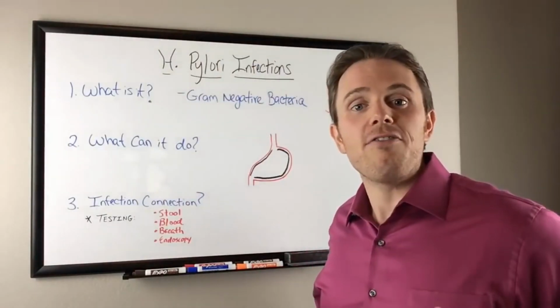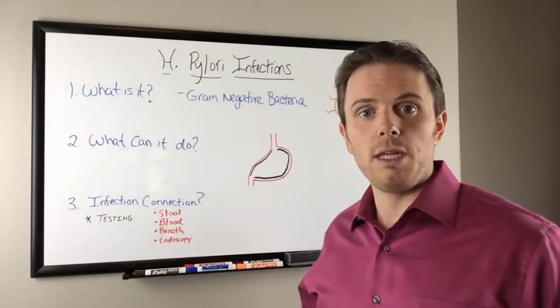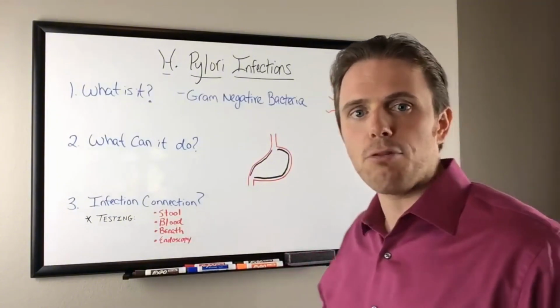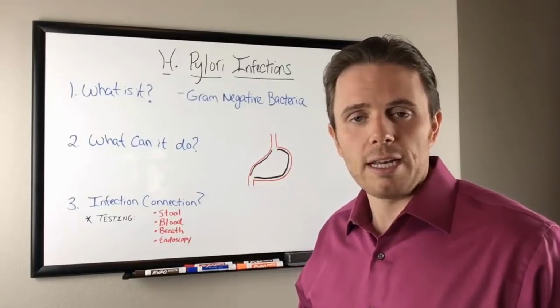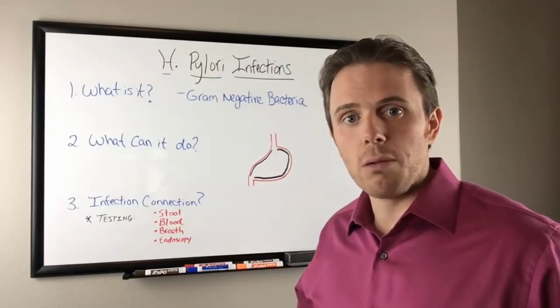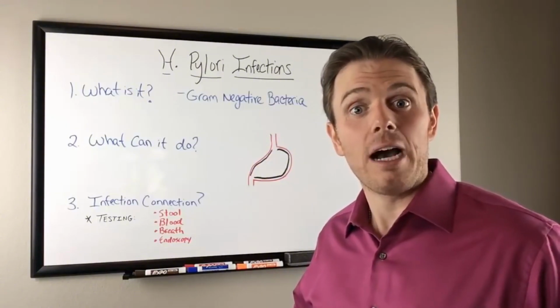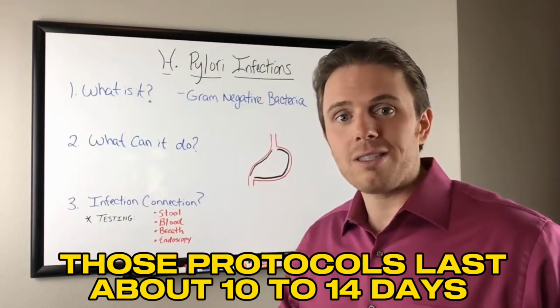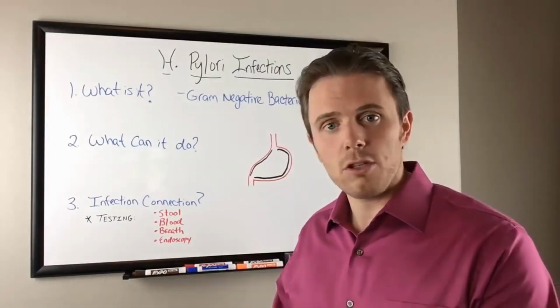So when we knock out these infections, the typical antibiotic protocol for H. pylori would be Prevpac. That's typically a proton pump inhibitor like omeprazole or Nexium, and then we would use something like clarithromycin or amoxicillin or a bismuth to knock it out. Those protocols last about 10 to 14 days, and there's lots of side effects, right? Let's go over why.